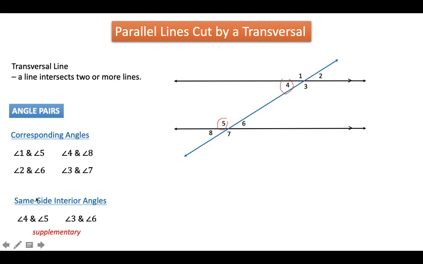It means if we add them, it makes 180 degrees. And if you want the same side exterior angles, these angles are located outside the parallel lines, and these are angle 1 and angle 8, angle 2 and angle 7, and they are also supplementary.